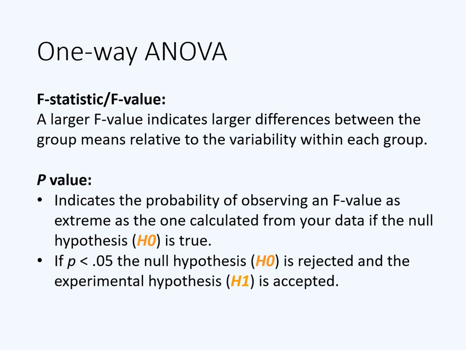The results of the one-way ANOVA will give you some useful values, including the F value and the associated P value. A larger F value indicates there are larger differences between the group means relative to the variability within each group. The P value indicates the probability of observing an F value as extreme as the one calculated from your data if the null hypothesis is true. Typically, if this value is less than 0.05, the null hypothesis is rejected and the experimental hypothesis is accepted.